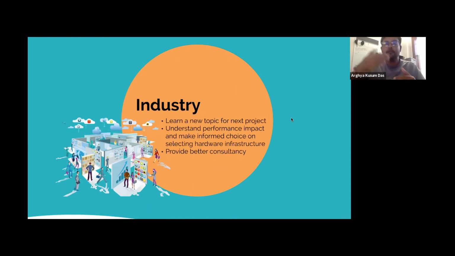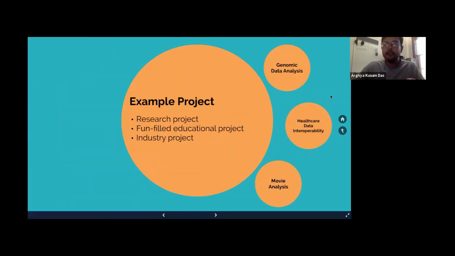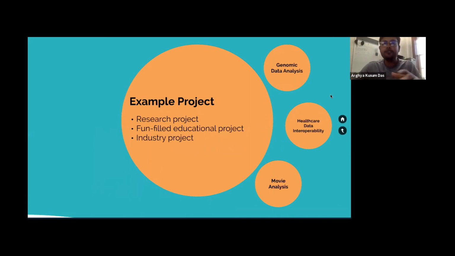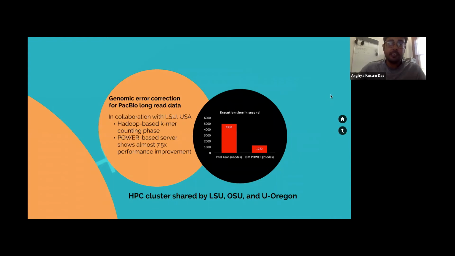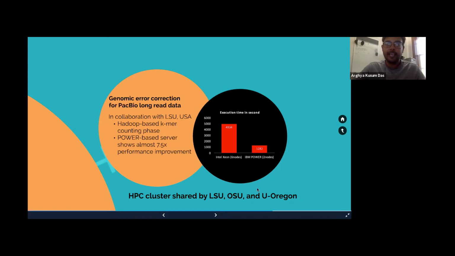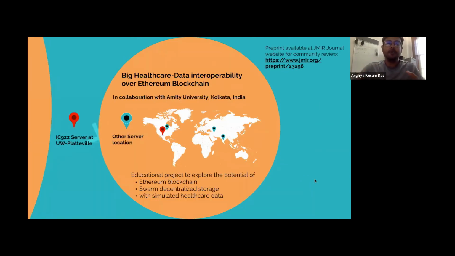Sometimes it is because of their new project, sometimes it is because of their own learning needs. So here with the Onstitute online platform, we are actually collaborating with different types of organizations. The first project is genomic error correction, which is an academic research based project, where the HPC cluster was shared by all these universities, and there were lots of publications going on.